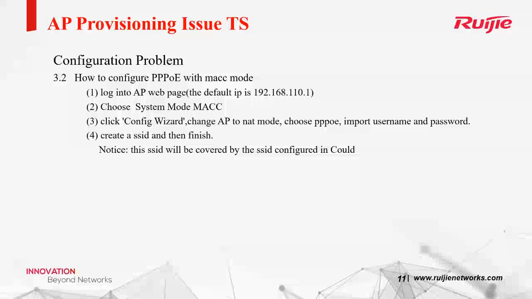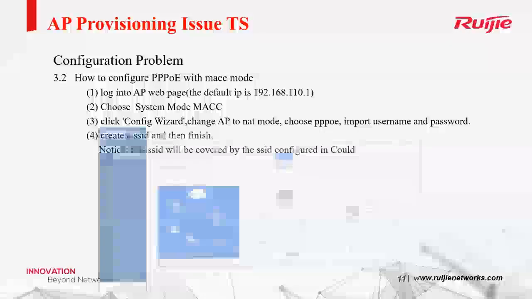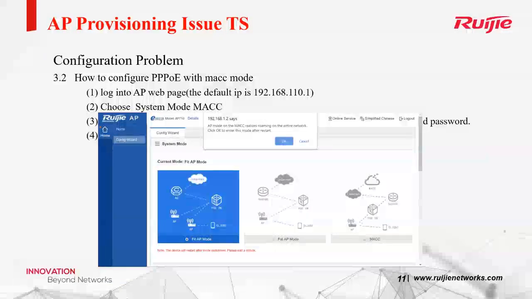Someone will ask me how to configure PPPoE with MACC mount too. You can refer to the steps as below. First, log into the AP web page. The default IP is 192.168.110.1. Then choose System Mode MACC. It will reboot. Wait a moment.